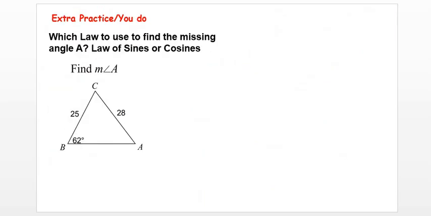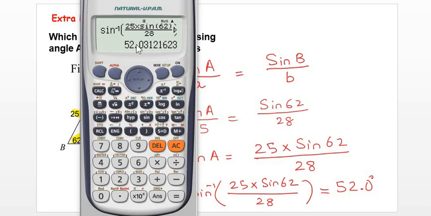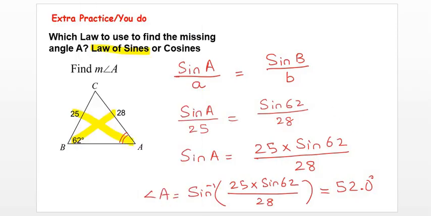Here, better pause the video and solve this question on your own. So here you can see I substituted all the values, 25 times sine 62 over 28. So we are getting the answer 52.0. Clear? Now the thing is, how will you remember this formula, how to find the angle A?